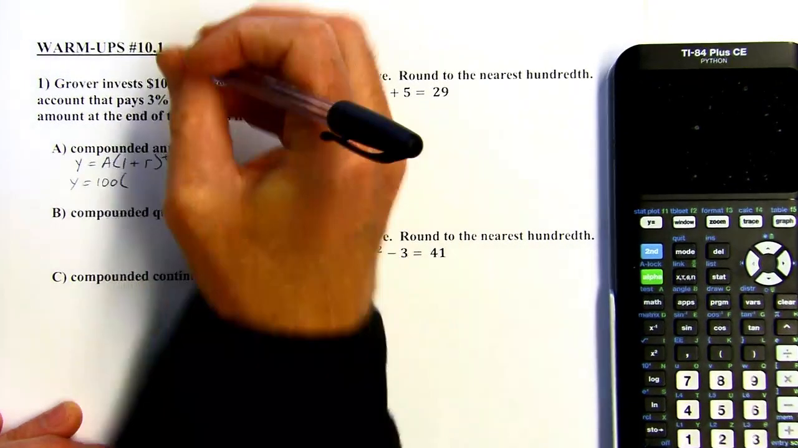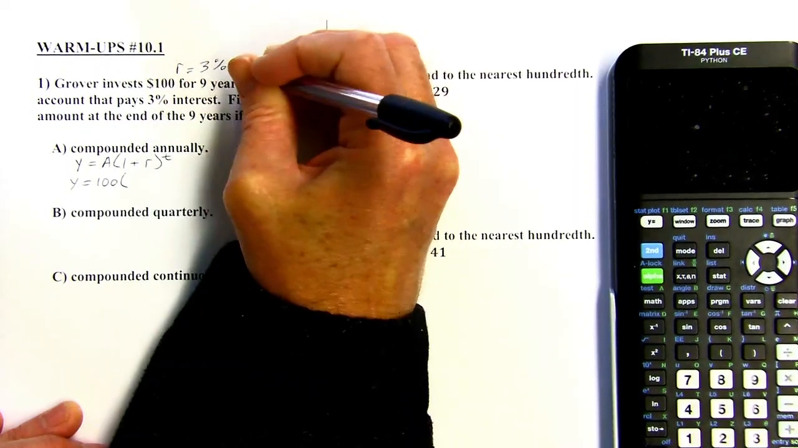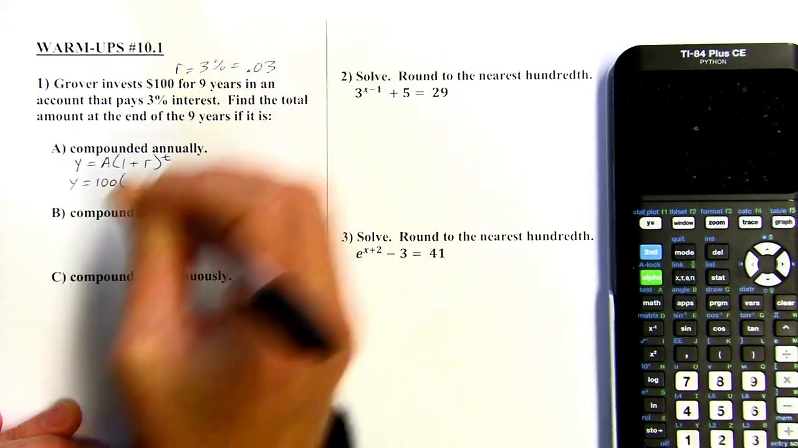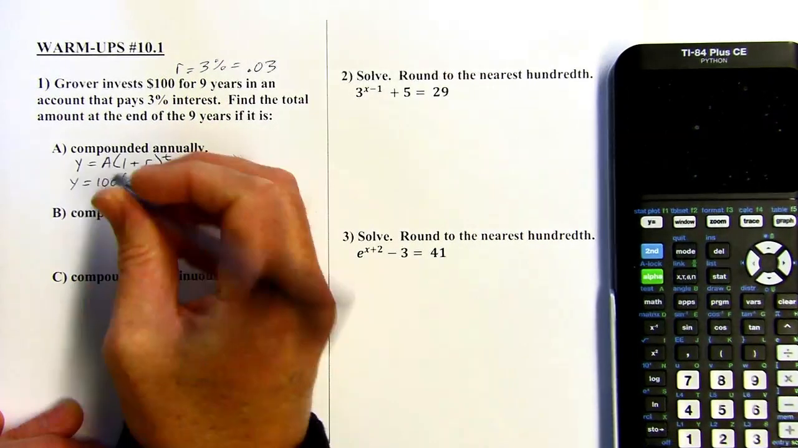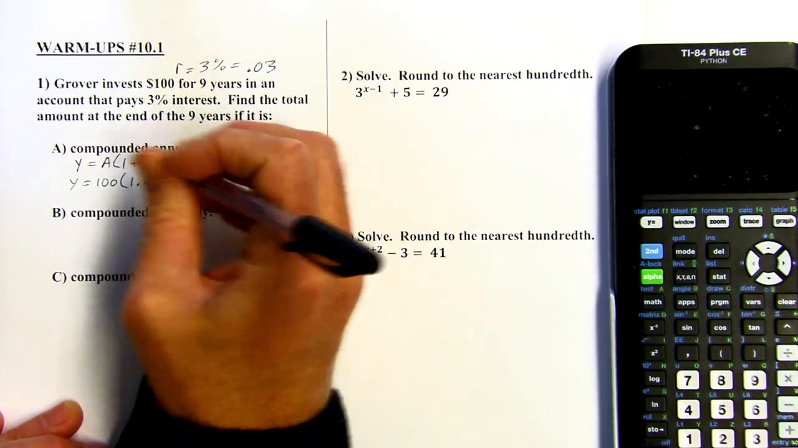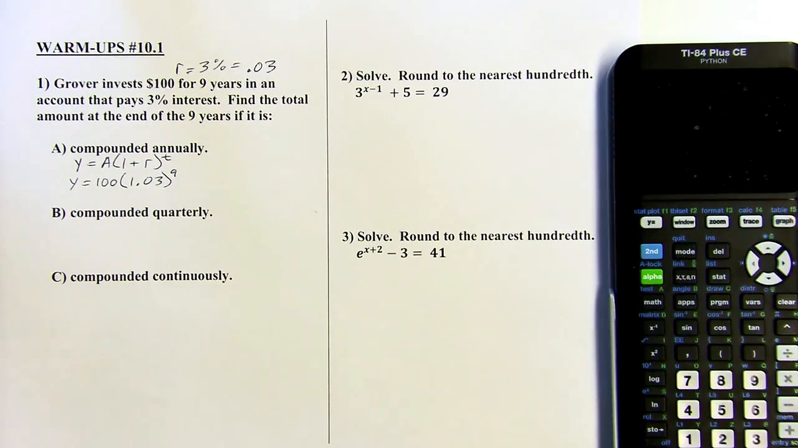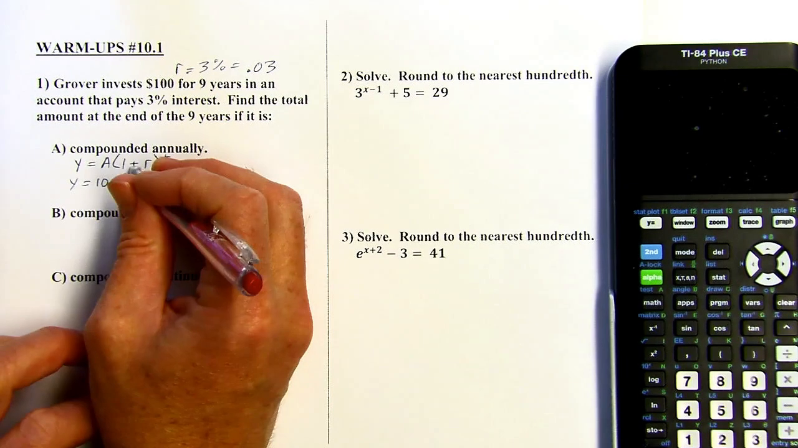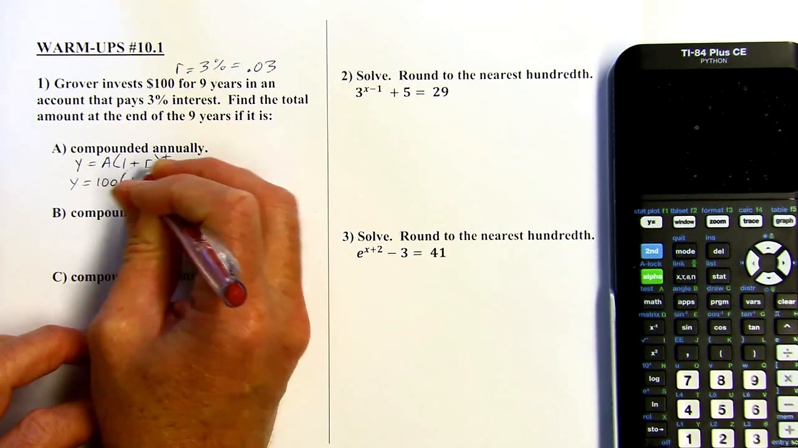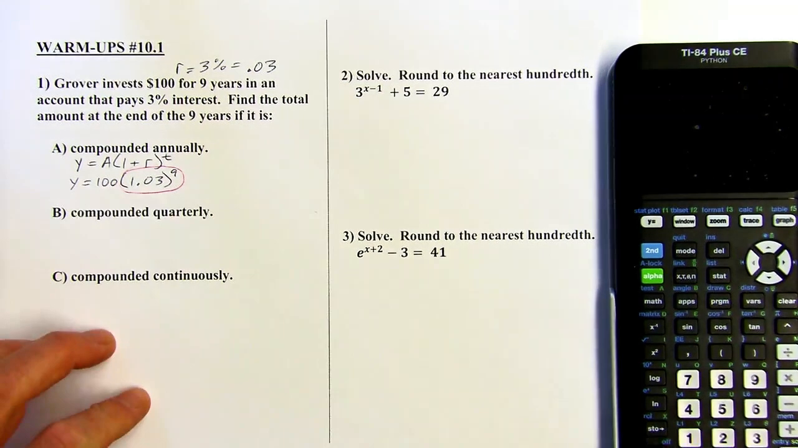Even though the rate is listed as 3%, I want to write that as a decimal, which would be 0.03. So I'm going to do 1 plus 0.03, so that'd be 1.03, and then the time is 9 years, okay? And then from there, I'm going to simplify. So you want to make sure that you do the exponent before the multiplication, right? You can't multiply before you raise something to an exponent.